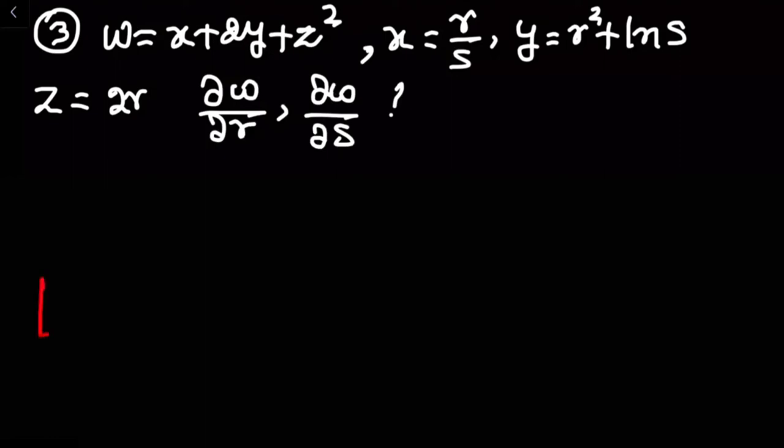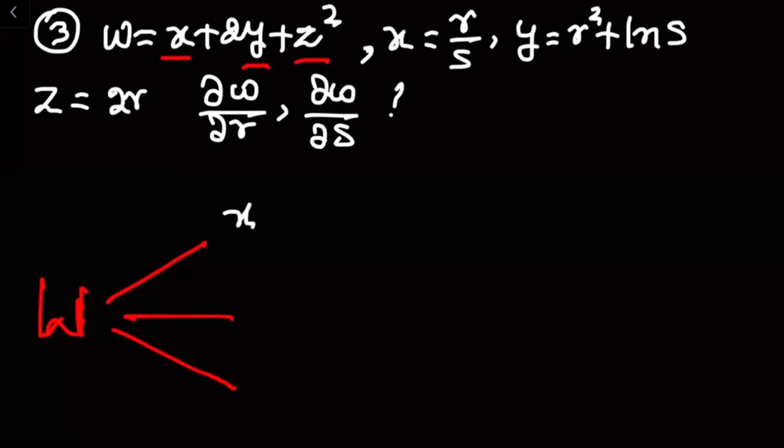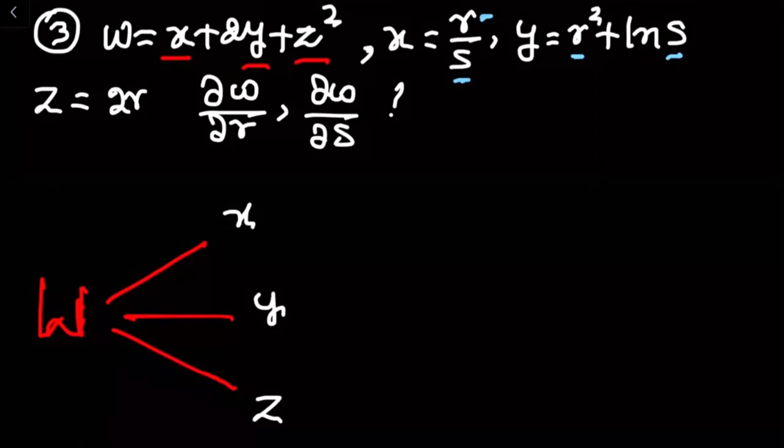The function w is dependent on three paths, right? One is x, one is y and one is z. Let us write the three: x, y and z. If you observe, x consists of two variables, r and s. Similarly, y consists of two variables, r and s. If you observe, z consists of only one variable, r. So we have to write R and S, R and S, only R.